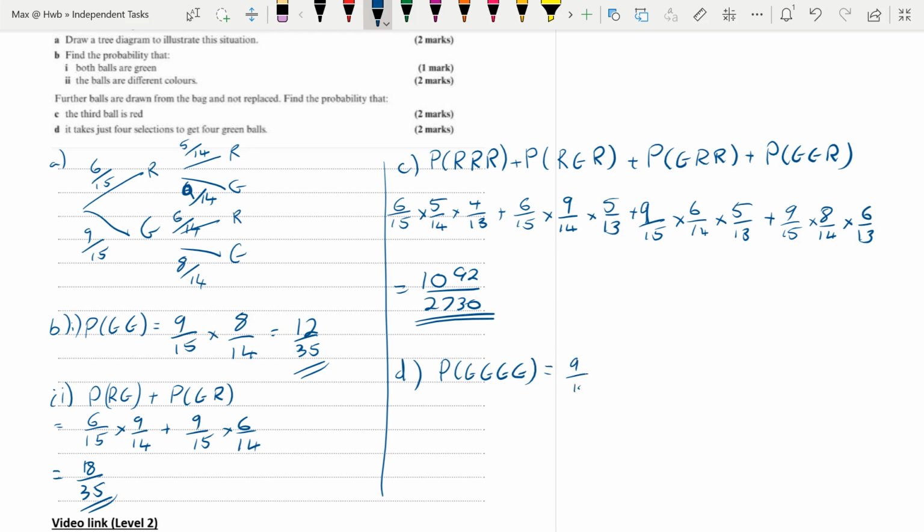So 9 over 15, I take one out, so 8 over 14. I take one out, so it's 7 over 13. I take another one out, so it's 6 over 12. And again, I'm just going to multiply them all together. It gives me 6 over 65. Okay, so make sure that when we're using these tree diagrams and things like that, that we're thinking of all the different possibilities that we can use.